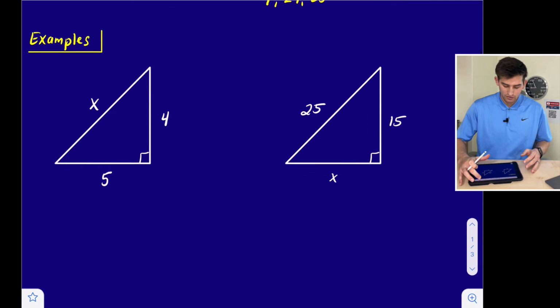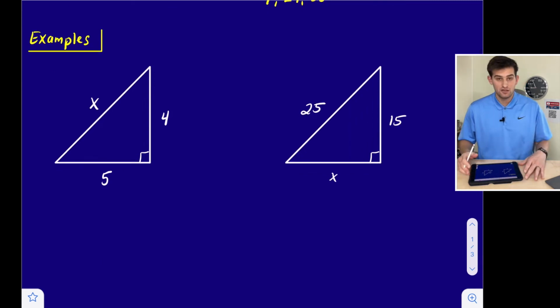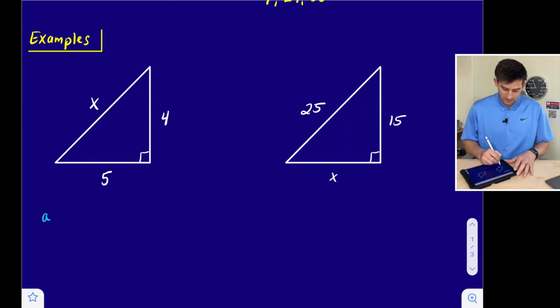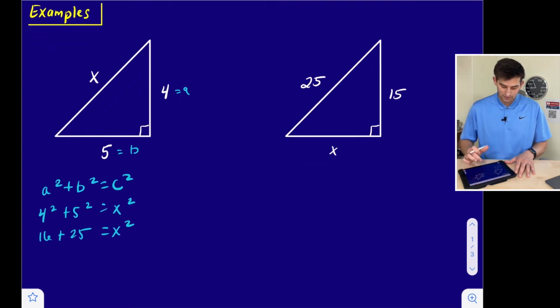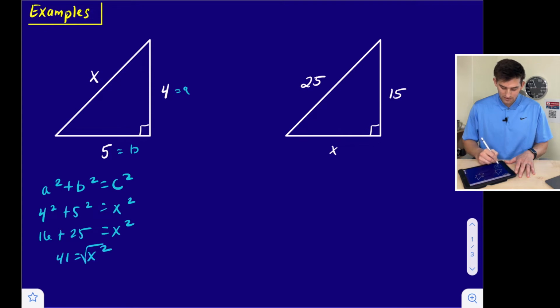For these first two, we're just going to find x by using the Pythagorean theorem. We're going to say a squared plus b squared equals c squared. Our hypotenuse is c, so it doesn't really matter which side we say is a or b. So let's do 4 squared plus 5 squared equals x squared. Now we simplify. 4 squared is 16, 5 squared is 25, and adding those together gives us 41. Now we can take the square root of both sides.